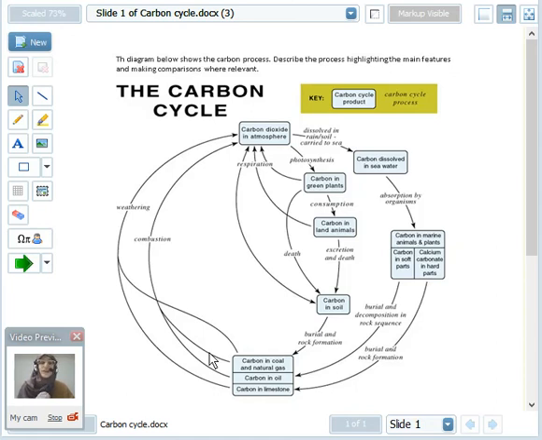And remember, this is an overview of the carbon cycle. I can't possibly write about every single part of the carbon cycle. I just would not have the time in the IELTS exam to do that.